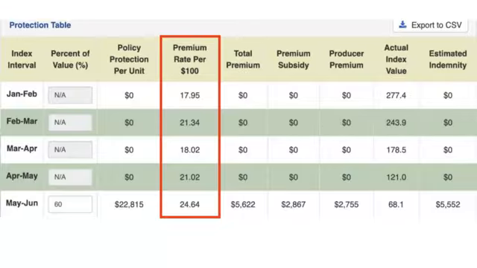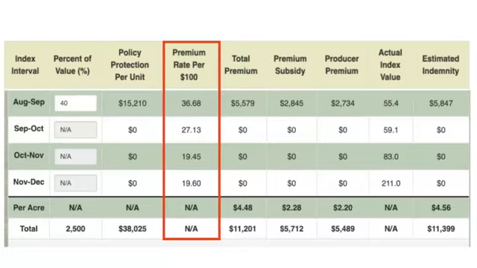For example, in the May-June interval, the premium rate was 24.64, while in August-September, it was 36.68. Notice that August-September has a higher premium rate because drought risk has historically been greater during that period.